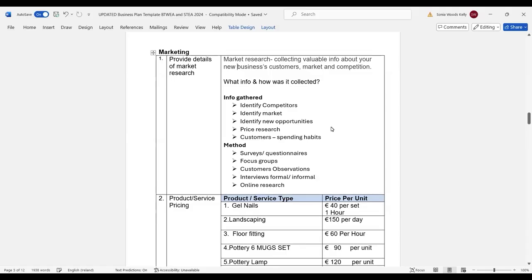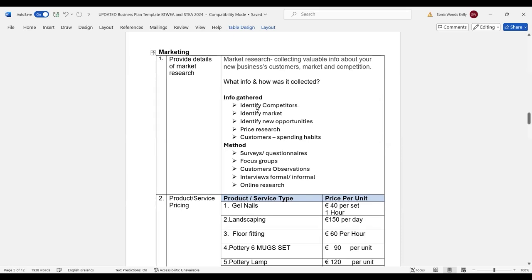The next section of the business plan covers the whole area of marketing. The first question you're asked in this section is to provide details of market research you have carried out. Just to clarify, market research involves collecting valuable information about your new business's customers, markets, and competitors. In this section, you will need to outline what information you have collected and how it was collected.